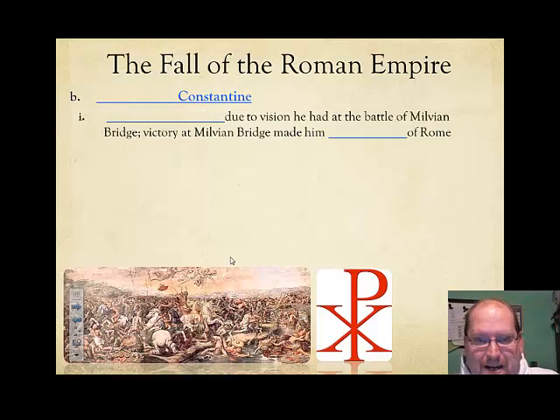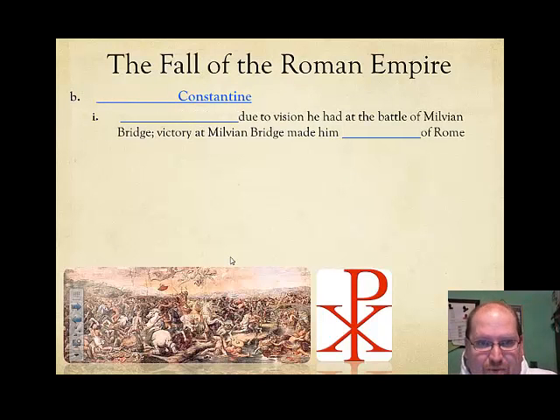Emperor Constantine embraced Christianity due to a vision that he had in the battle of Milvian Bridge. The victory at Milvian Bridge made him the sole ruler of Rome. He had a vision that he saw some words, some commands from God, that allowed him to actually win the battle. And from that point, he became a Christian.